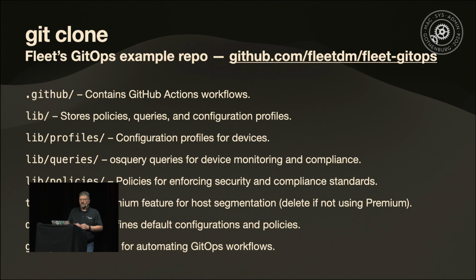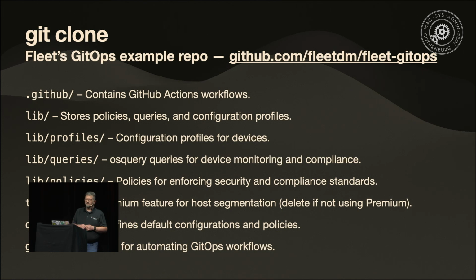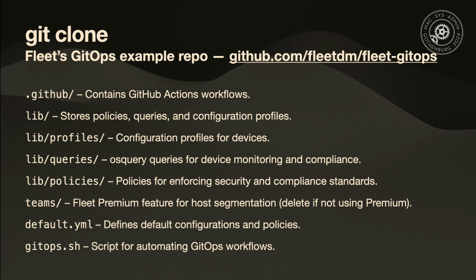We have a .github directory containing some example GitHub action workflows in there. We also have GitLab configurations in there as well for those of you who might be using GitLab. The lib directory is the core of the configuration management for this setup. It holds subdirectories for things like profiles and queries and policies. And this is where you can store device-specific configuration profiles, osquery queries, and policies for enforcing compliance.